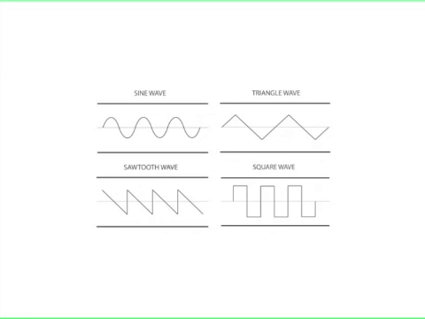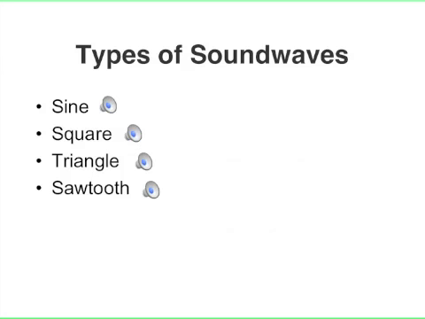For purposes of the basic discussion of sound waves, we'll talk about the common sound waves. The most common sound wave is a sine wave. Other commonly found waves, especially with synthesizers, are a triangle wave, sawtooth wave, and a square wave. Let's listen to these different types of sound waves. Here's a sine wave.